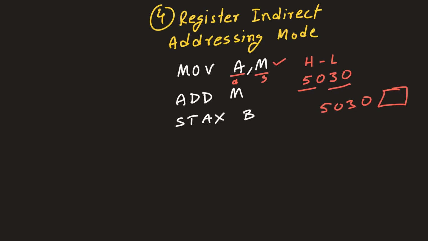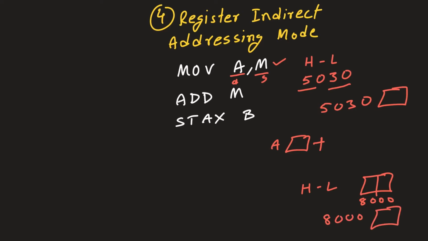Similarly, the second instruction, ADD M: the content of the accumulator will be added with something. Now that will be coming from a location in memory whose address is given by the HL pair. So HL pair will have some data, say 8000. Now this 8000 will be treated as an address, and from that address in memory, the data will be transferred to the processor and then it will be added to the content of the accumulator.